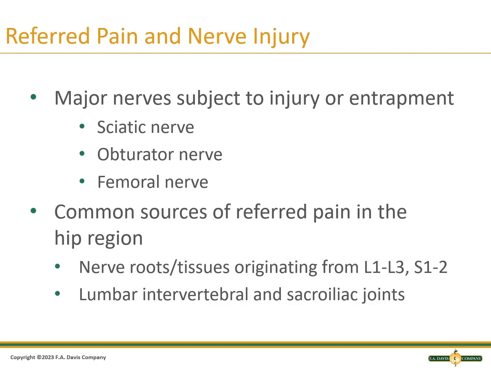The nerves that we can see involved at the hip are going to include our sciatic nerve, which is going to innervate our hamstrings, our obturator nerve, which is going to innervate our hip adductors, and our femoral nerve, which is going to innervate our hip flexors.